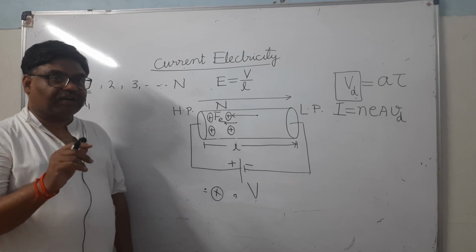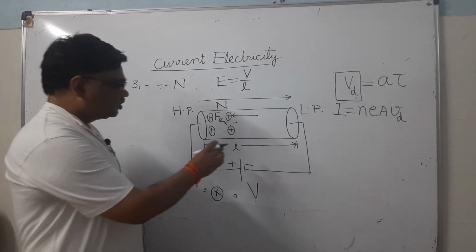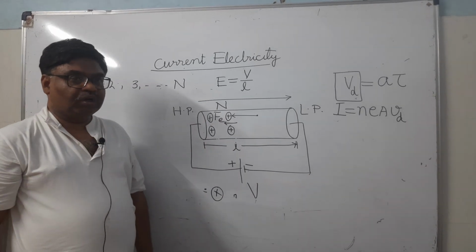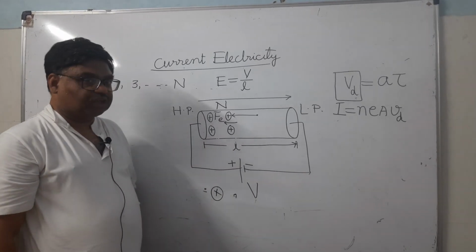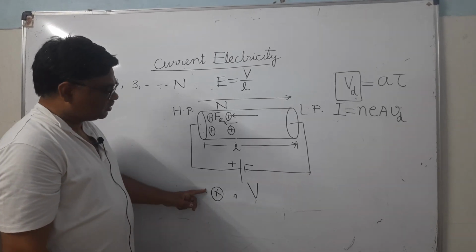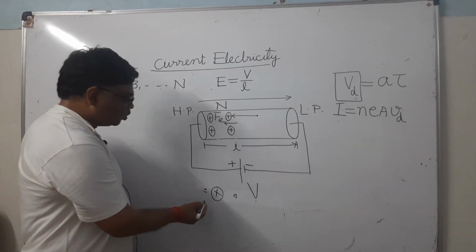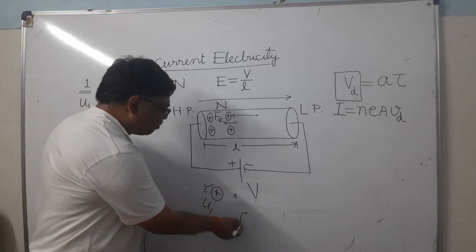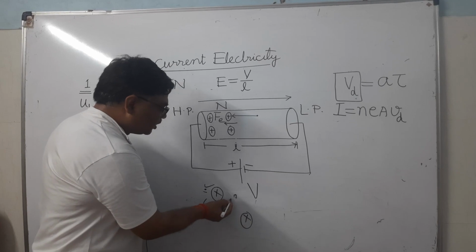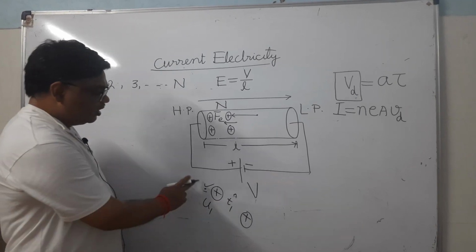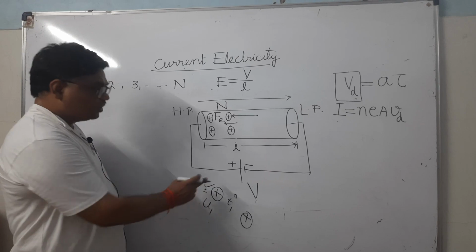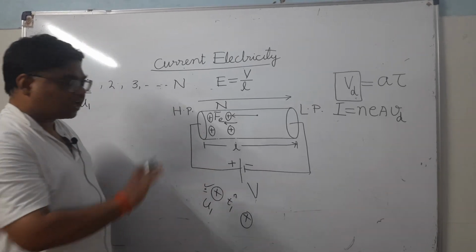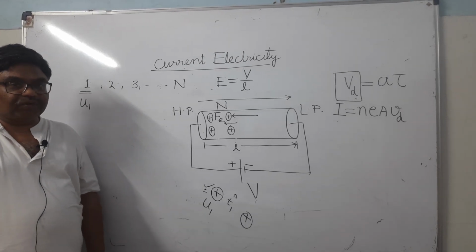At that moment, just after the collision, the velocity which is produced due to the potential difference will become 0. It will only have the thermal velocity component. So let just after collision, it has velocity u1. And let its next collision with the other positive ion take place in time t1. मतलब ये electron इस positive ion से collide करने के बाद दूसरे positive ion से collide करता है, in what time? In time t1.